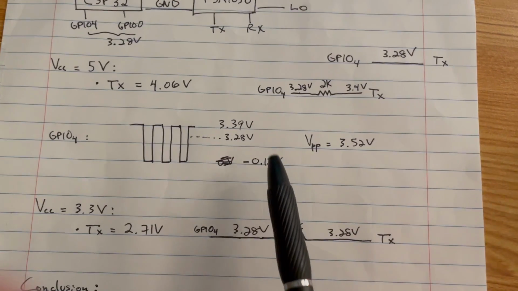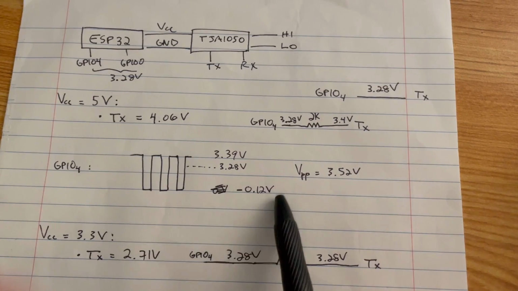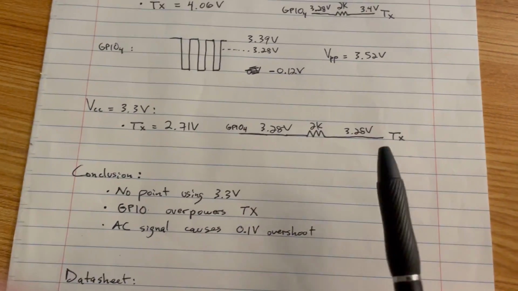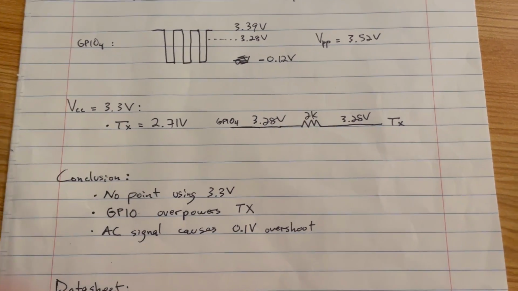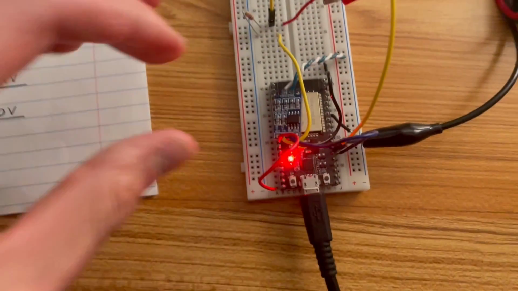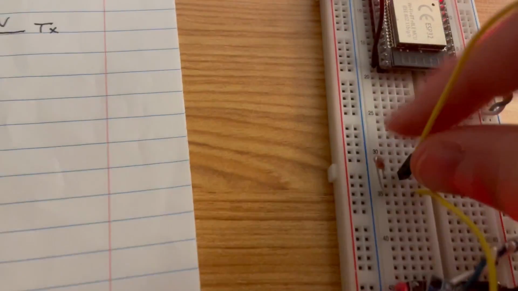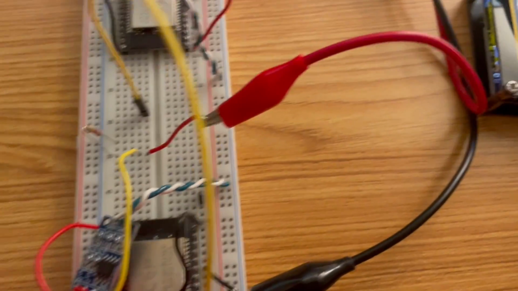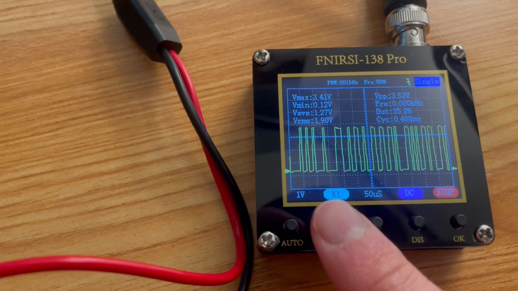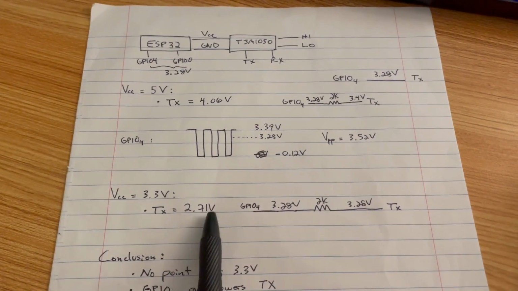So you might be a little concerned with the fact that we're going above 3.3 volts here and a little bit below 0.12 volts. So what I did next, I said, okay, well, let's power with VCC equal to 3.3 and see if we get better results. So let's just do that. Let's move the power up here. Let's see what the value of the TX voltage is. So let's go to auto: 2.7. So the value is 2.7 volts.